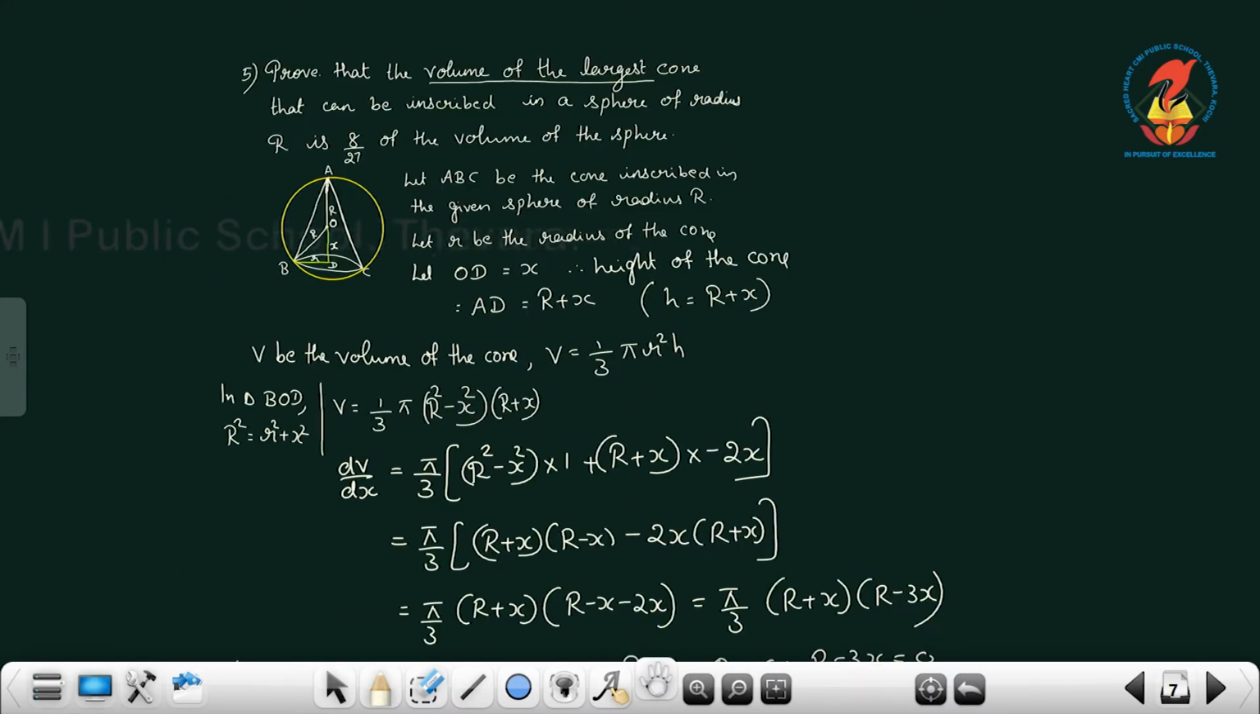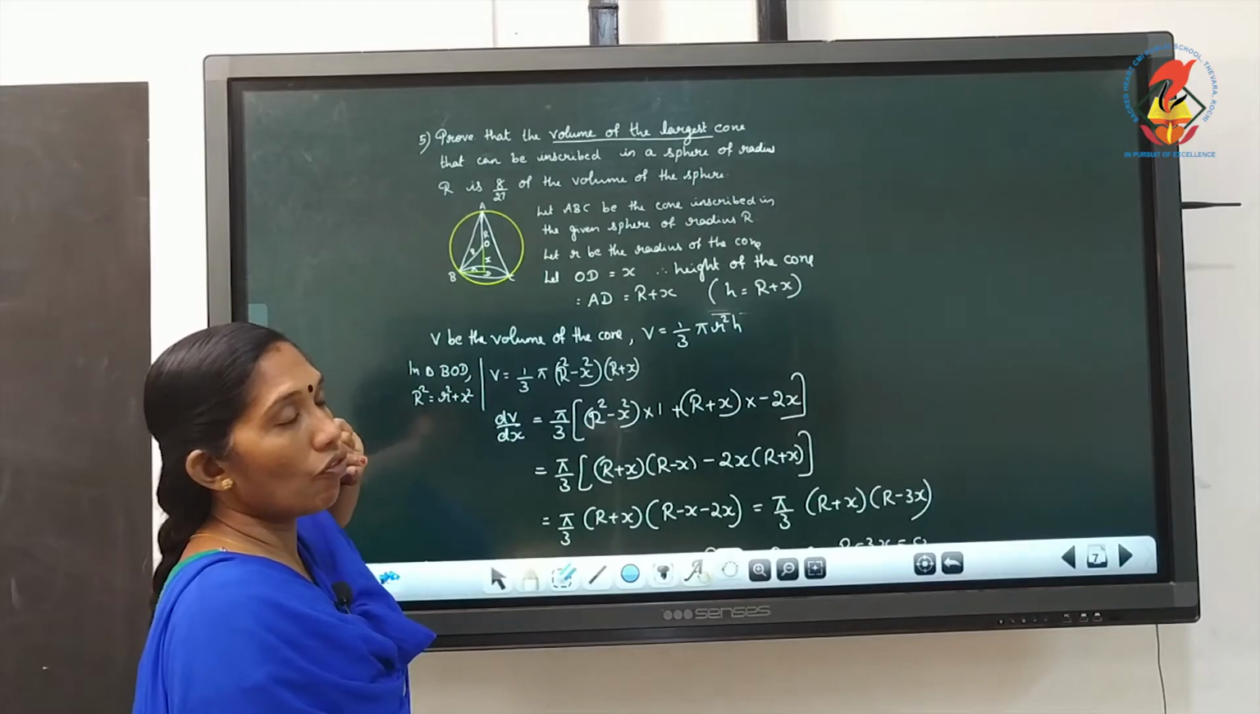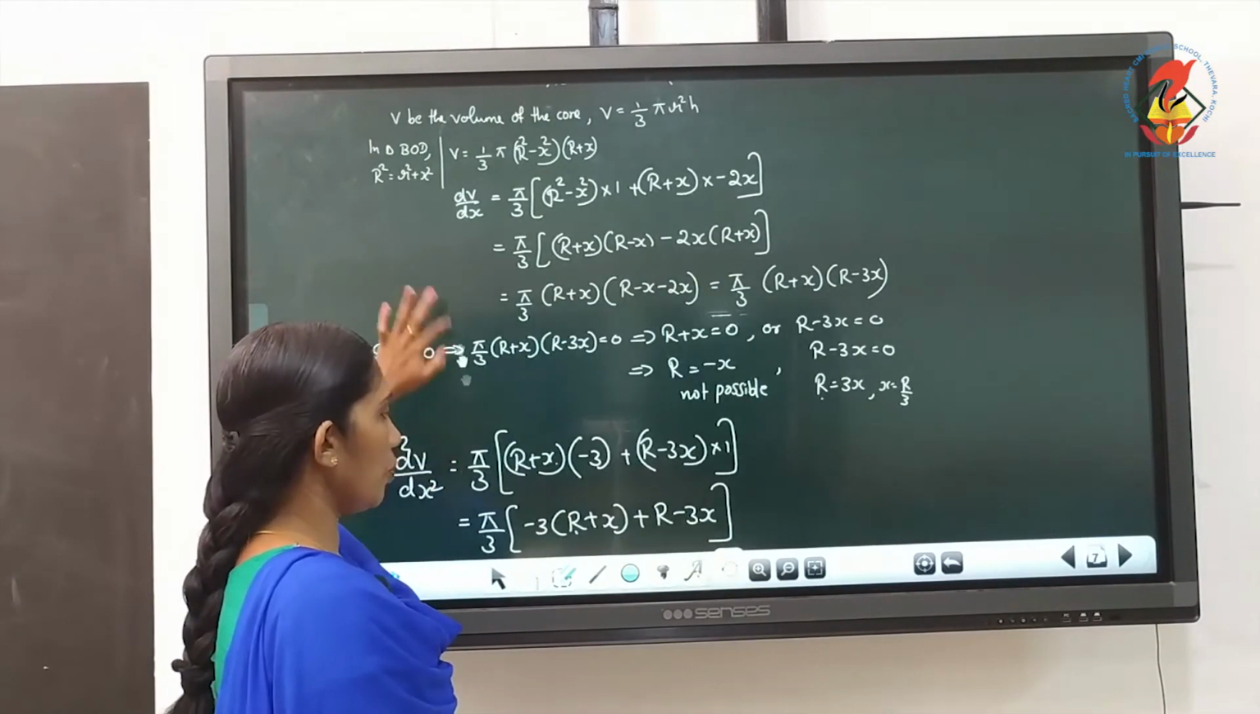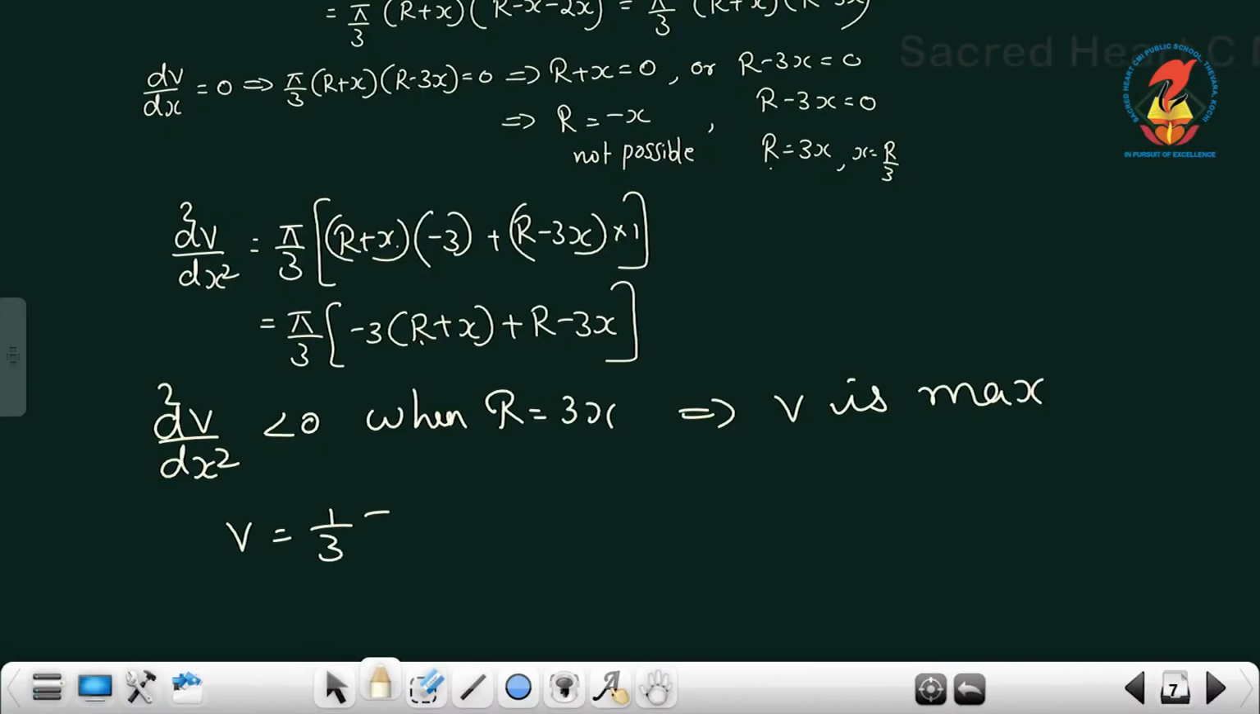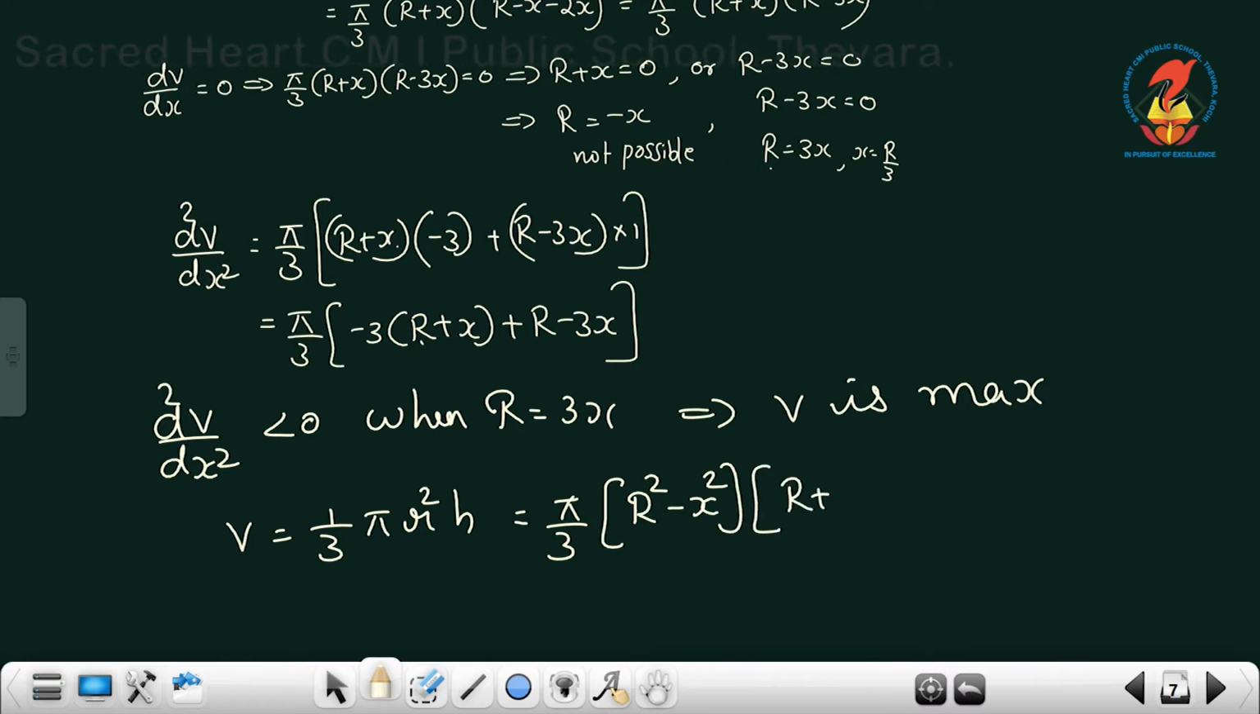Okay. The largest cone inscribed in a sphere of radius r, then that volume is 8 by 27 times the volume of the sphere. That also we have to prove. So now we write volume of the cone is 1 by 3 pi r square h. Now give the values. That is pi by 3, r square we wrote as r square minus x square, isn't it? H is r plus x. Now we substitute for x. We have to prove this is equal to 8 by 27 times volume of the sphere.